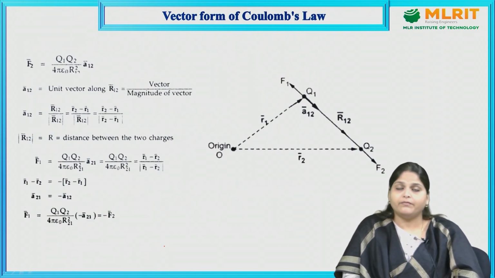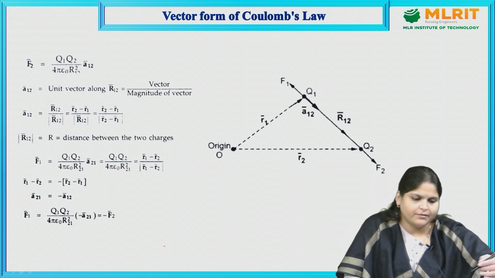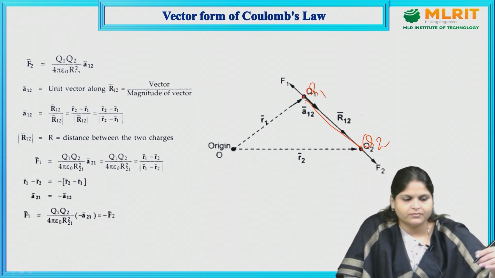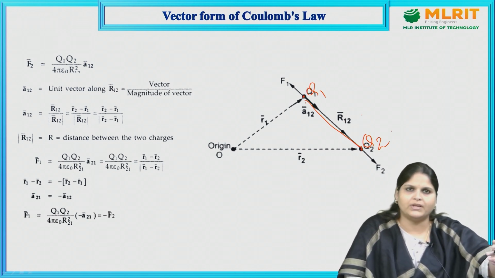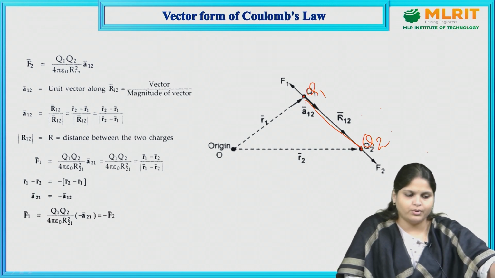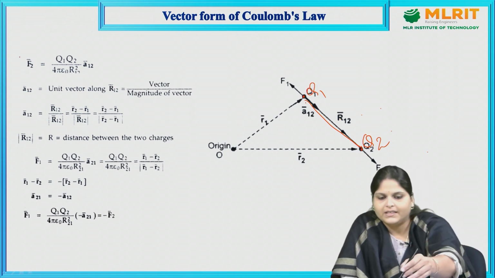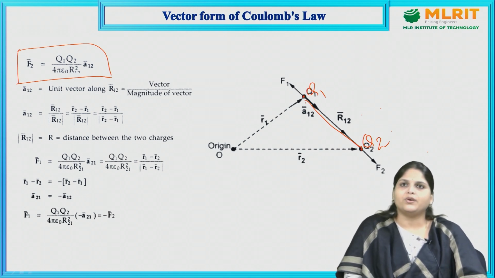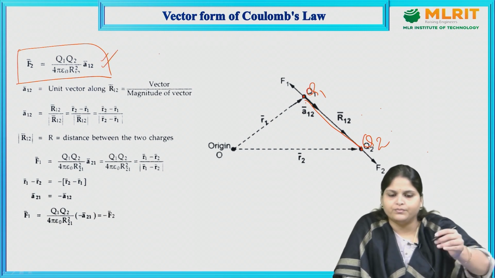Next, vector form of Coulomb's law, right? Now in this diagram you can see we have two charges, q1 and this is q2, right? This is the distance between these two, r, okay? So we are writing r12. So this is point 1, this is point 2, or you can say it as charge 1, charge 2. So the distance between them is r12, right? So we can write this formula as F is equal to q1 q2 upon 4 pi epsilon naught r12 square, and the unit vector will be a12, right?